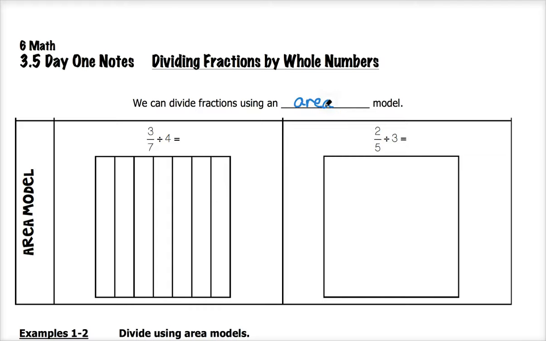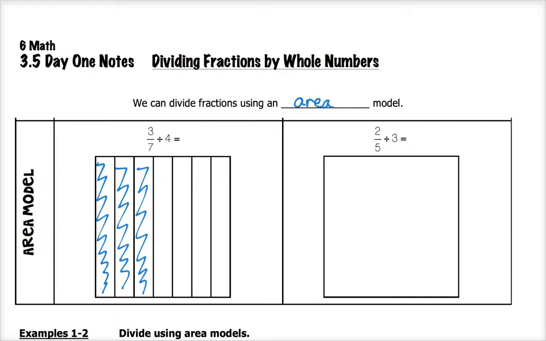So an area model is a visual way of seeing what it means to divide a fraction by a whole number. So let's take the example of 3/7 divided by 4. So if I want to visualize this using an area model, the first thing I'm going to do is visualize what 3/7 means. Well, I've taken this whole square here and I've now divided it into 7 equal pieces. 3/7 of this square would be 3 of these pieces. So this represents here 3/7 of the square.